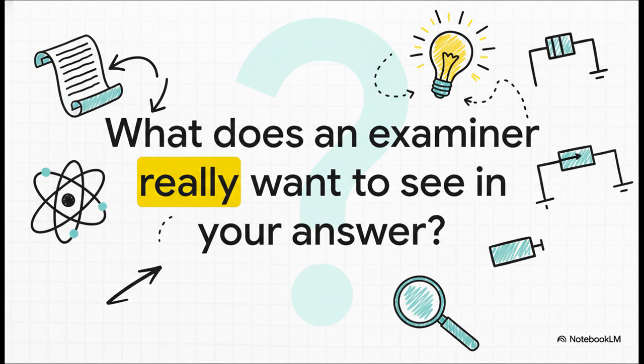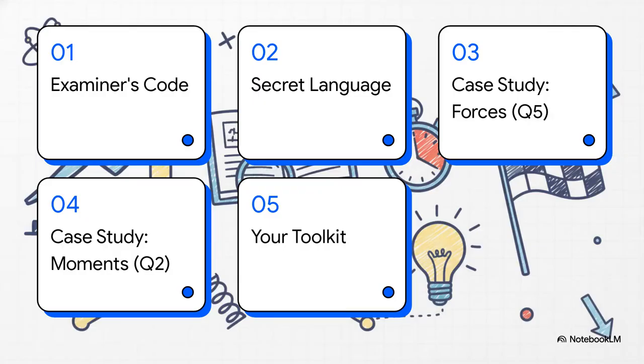But here's the secret. They've already given you the answer key. The mark scheme is basically a cheat sheet, and it tells you exactly what gets you the points. So let's learn how to read it. Okay, here's how we're going to do it. First, we'll crack the examiner's code. Then we'll look at the secret language they use. We'll dive into 2 case studies, one on forces and another on moments to see it all in action. And finally, I'll give you a mark maximizing toolkit to take away. Sound good? Let's jump in.